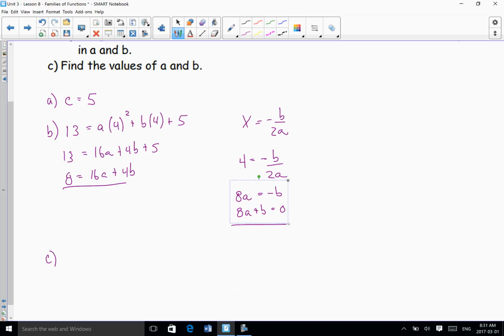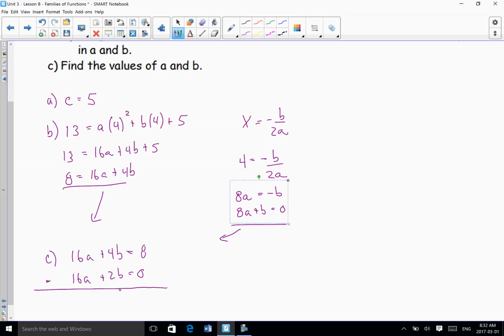Well, we can do that. If we have two equations, we can use elimination. So I'm going to take my first equation, 16a plus 4b equals 8. I'm going to take the second equation and I'm going to double it. So I got 16a plus 2b equals 0. And then notice my a's are the same. They have the same sign. They're both positive 16s. So I'm going to subtract them.